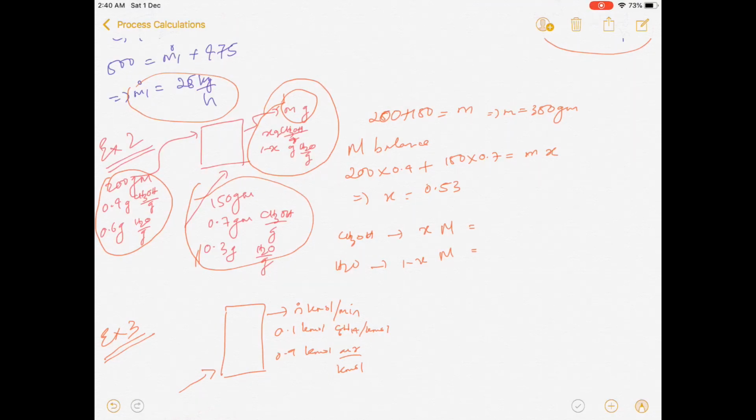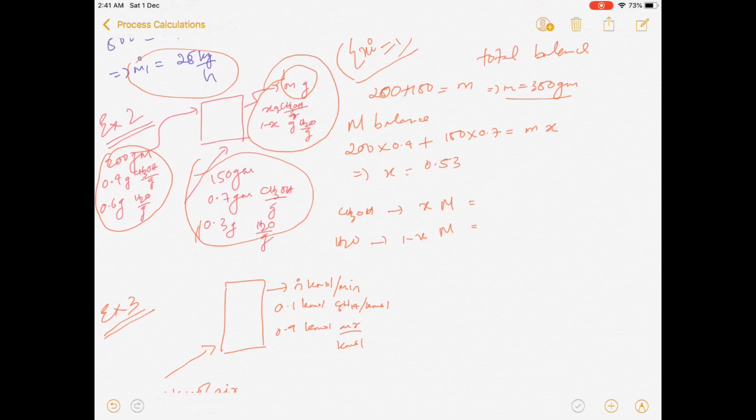x is the mass fraction of methanol, so 1 minus x would be the mass fraction of water, as we know summation xi equals 1, where xi is the mass fraction of the ith component. There are only two components. Applying the total mass balance, we get m equals 350, as simple as that.